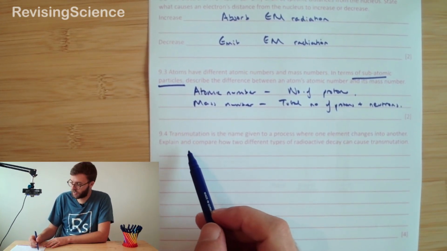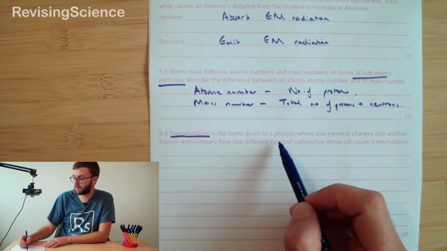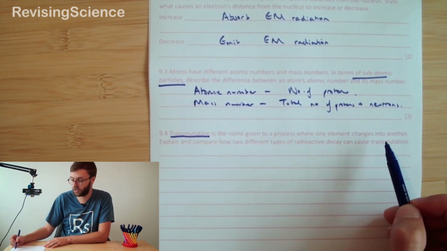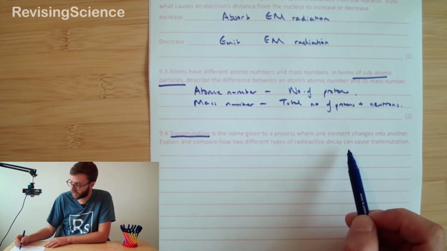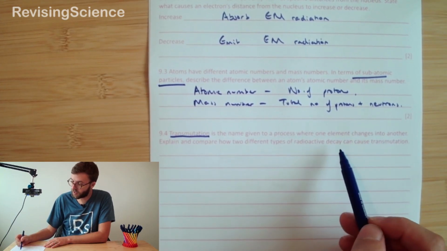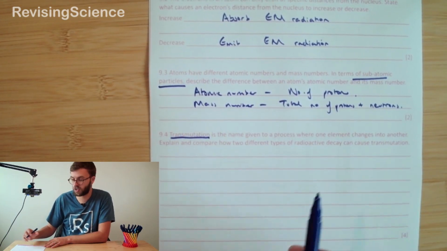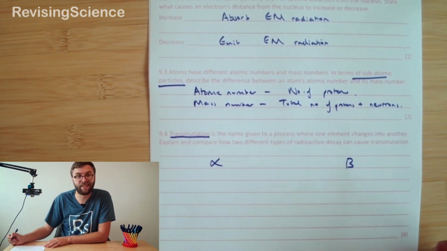Nice and easy with our definitions. Okay, don't get put off in this next question by the word transmutation. Again, it's telling you what it is. It's the name given to a process where one element can change into another. Explain and compare how two different types of radioactive decay can cause transmutation. Well, the two different types of radioactive decay that cause transmutation are the ones that change the number of protons, and that's therefore our alpha decay and our beta decay.